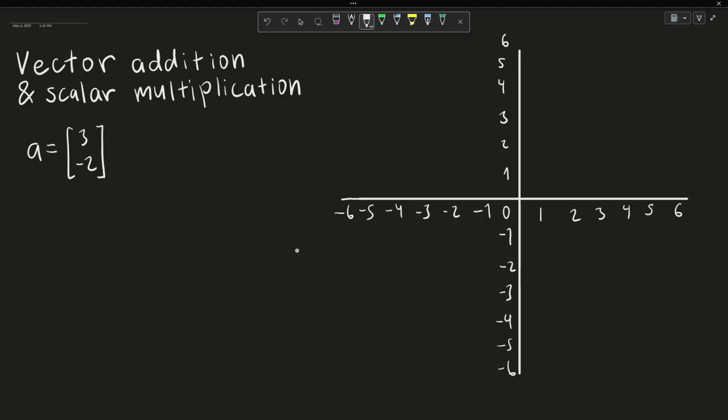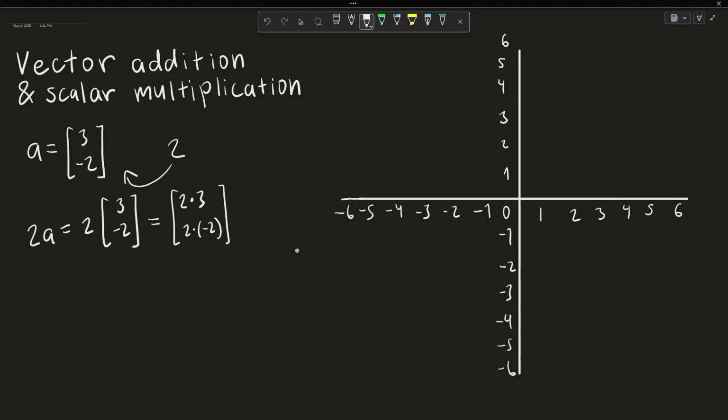So if we took the scalar value of 2 and we multiplied it by vector A, we'd find that 2A equals 2 times 3, -2. And you could write this mathematically as simply just the entries multiplied by the scalar. So 2 times 3 and 2 times -2. So we'd find that 2A is equal to 6, -4.